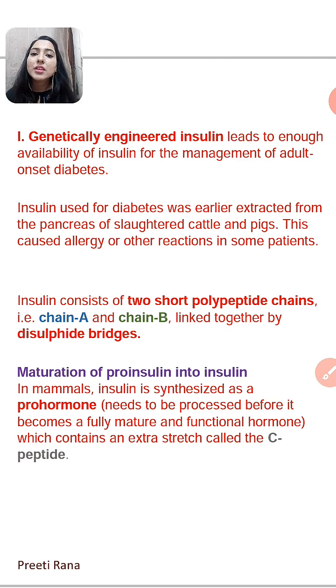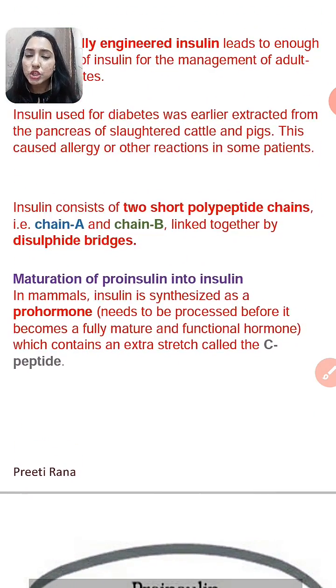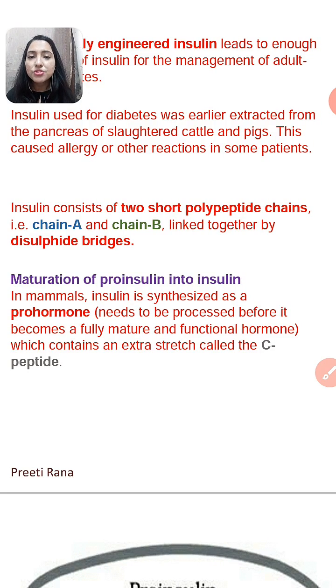In the earlier times, the insulin was extracted from the pancreas of slaughtered cattle and pigs, and this caused allergy and various other reactions. Talking about the structure of insulin, it consists of two polypeptide chains, chain A and chain B, which are linked together by disulfide bridges. In mammals, insulin is synthesized as a prohormone which needs to be processed before it becomes a fully mature and functional hormone. It contains an extra C-peptide chain between chain A and chain B.